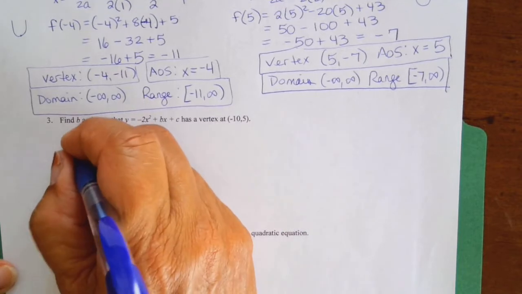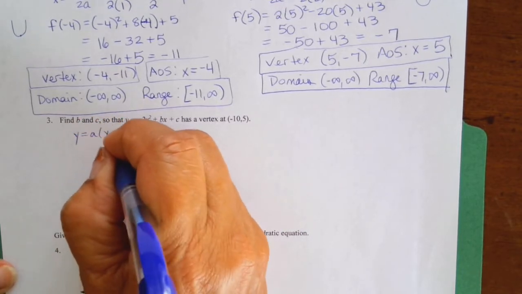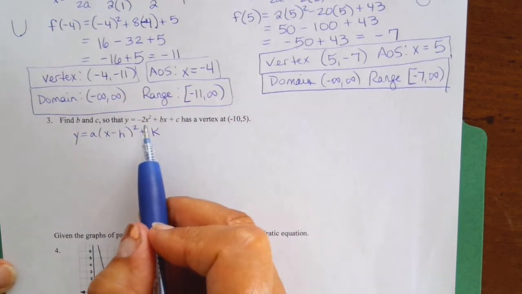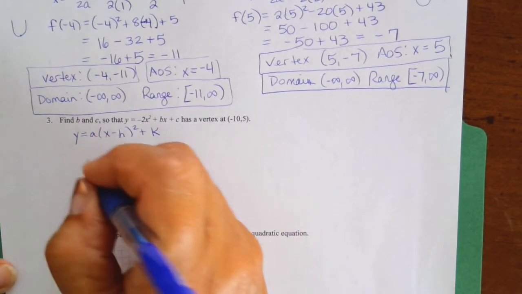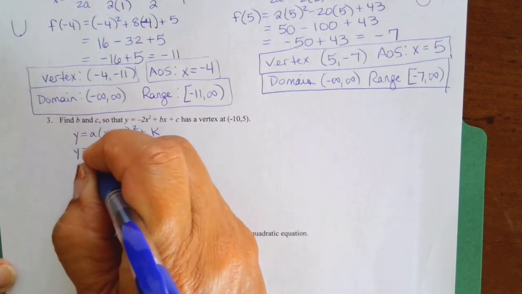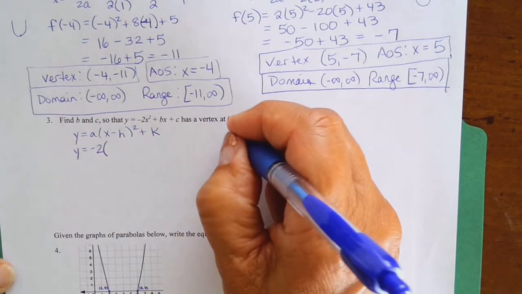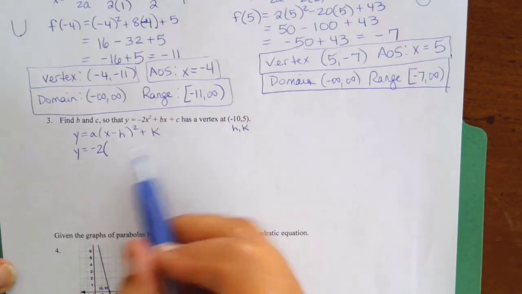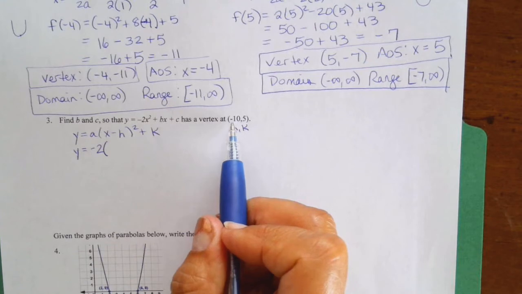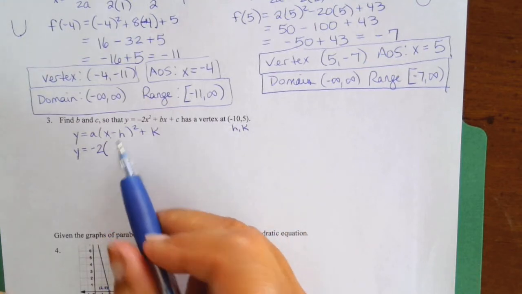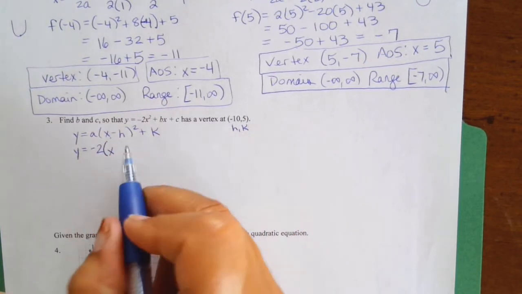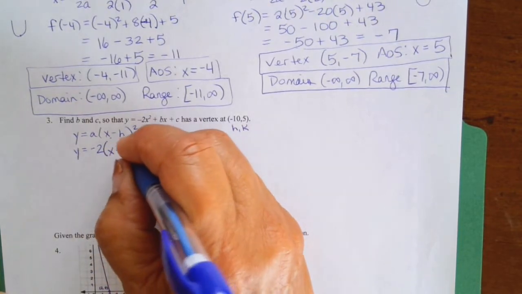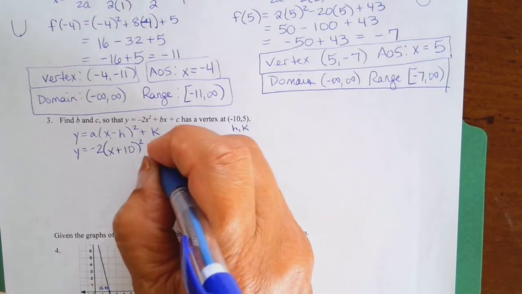So we want to start with y equals a times x minus h squared plus k. Now we already know that a is negative 2 because they're always the same in both. And remember, the vertex is your h and k value. And always in here, the x value will be the opposite sign. So that gives us x plus 10, because it's minus a minus 10, right? So minus a minus 10 is going to end up being plus 10, and then k is 5.